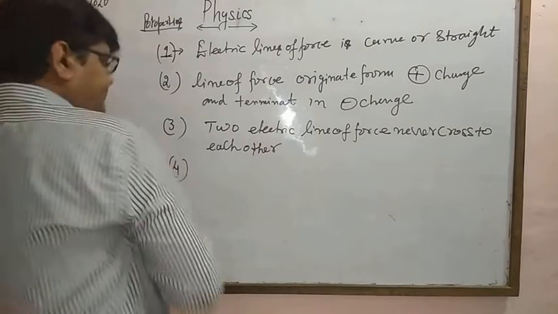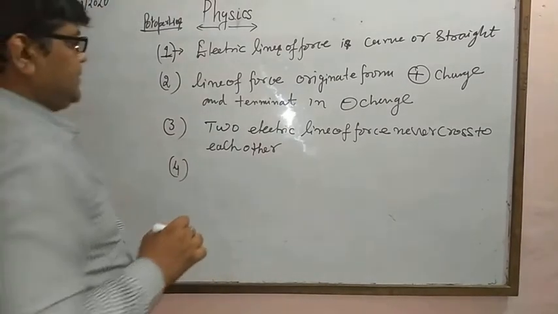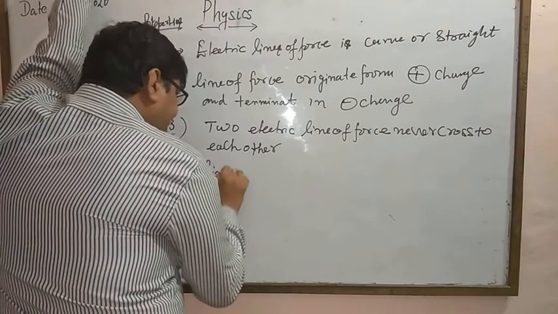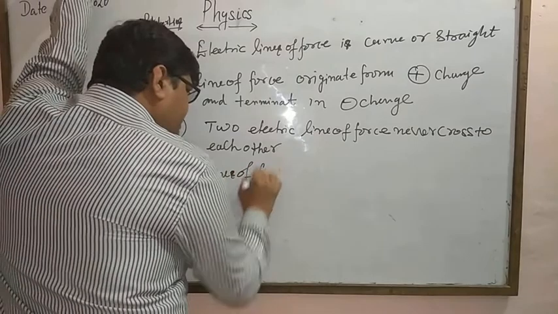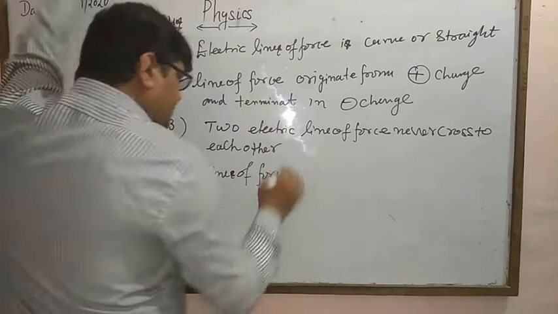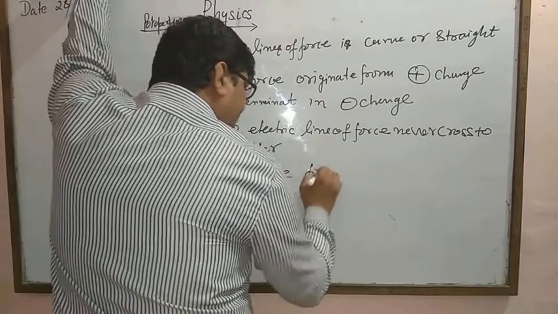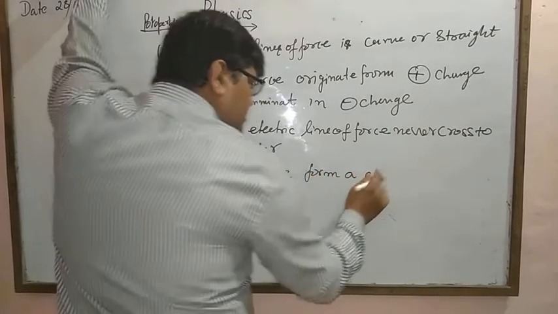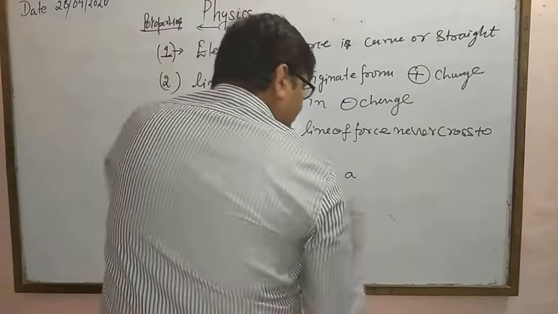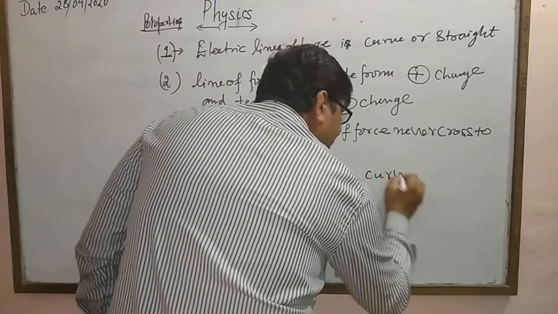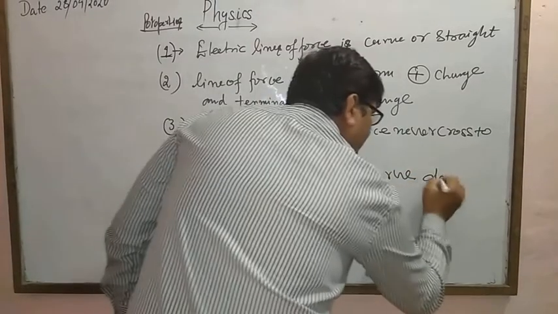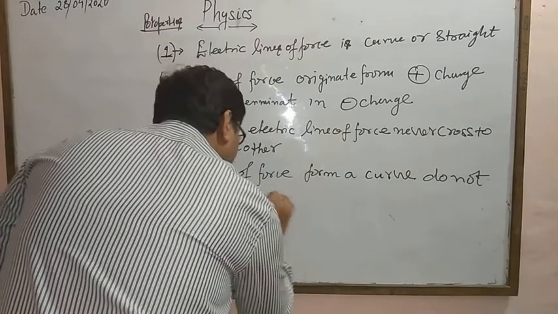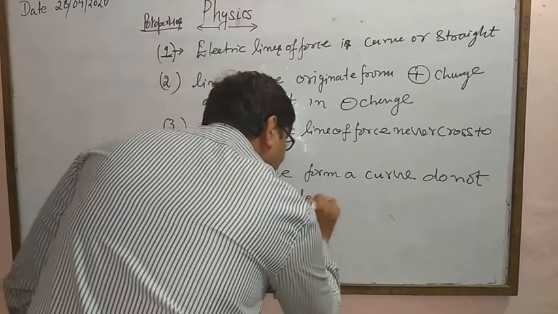Fourth, lines of force form a curve, they do not form a closed loop.